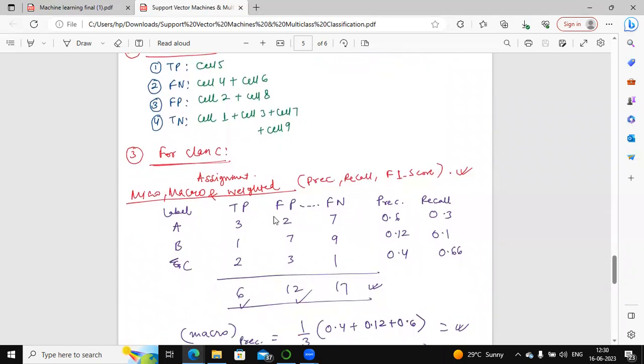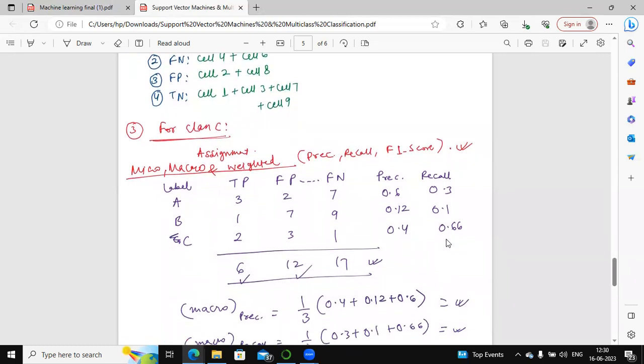So precision is nothing but true positive by true positive plus false positive, which is 3 by 3 plus 2. This is 3 by 5, 0.6. Similarly, precision for B is 1 by 8, 0.12. For C, 2 by 2 plus 3, 0.4. So precision for A, B, C classes we have got. And recall is nothing but 3 by 3 plus 7, 0.3; 1 by 1 plus 9, 0.1; and 2 by 3, 0.66. So we have got our precision and recall.